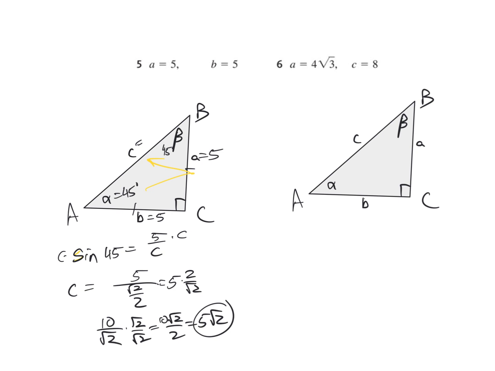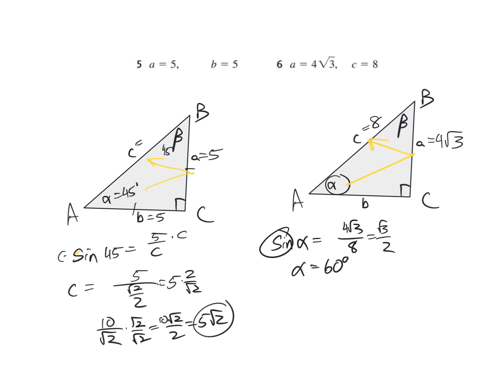Number 6, A is 4 square root of 3. C is 8. Okay, so now we don't have alpha. So let's use the opposite leg over the hypotenuse. So we get the sine of alpha equals 4 square root of 3 over 8, which is the square root of 3 over 2. So where is the y value, the long leg? Well, that would be 60 degrees. So alpha is 60 degrees. You don't need a calculator because you guys are brilliant. If that's 60, then beta is 30.